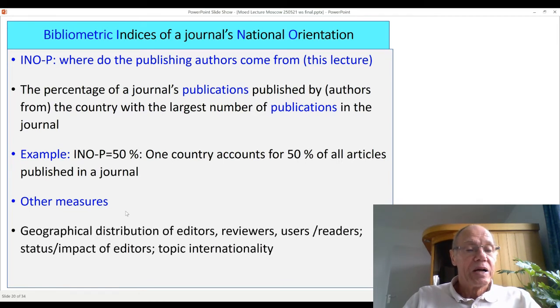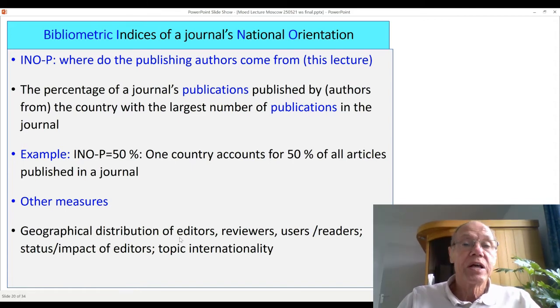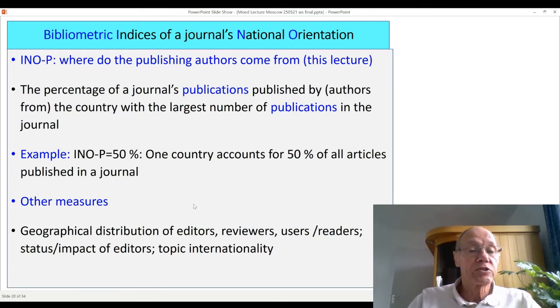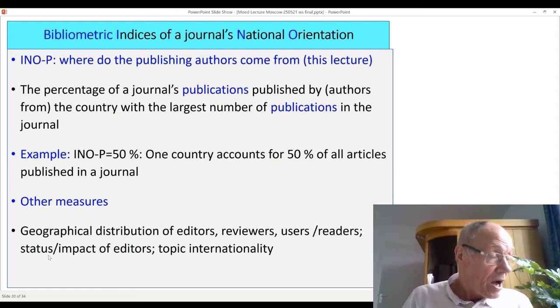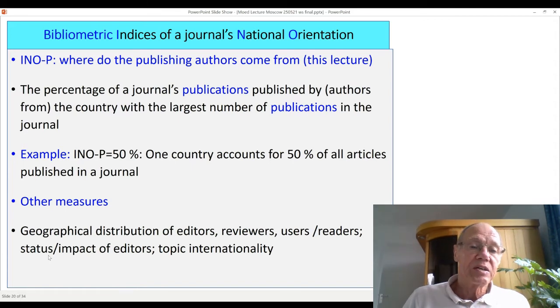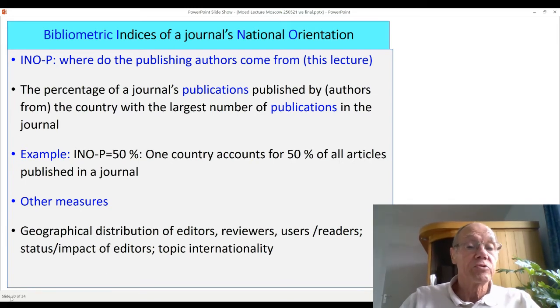Other measures are geographical distributions related to editors, reviewers, users or readers, and of course the status of impact of editors or topic internationality, but in this presentation and in some of the papers we have been publishing in the past year, we explore this index of national orientation. And we apply a threshold value of 50% or even of 80%. But the outcomes of the analysis are not very sensitive to where precisely this threshold is being laid. So 50% or 80% gives more or less the same results.